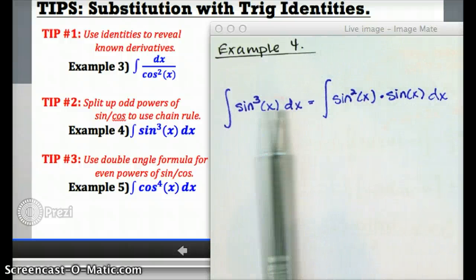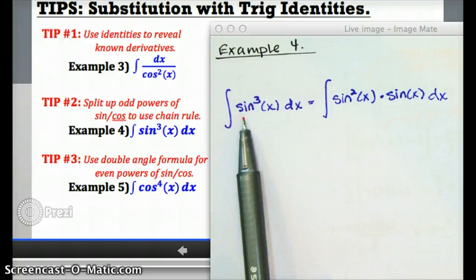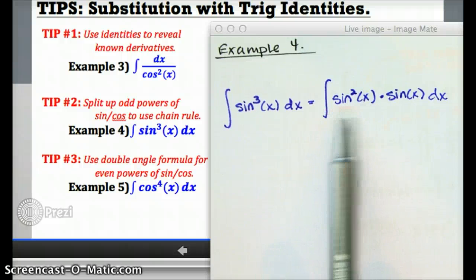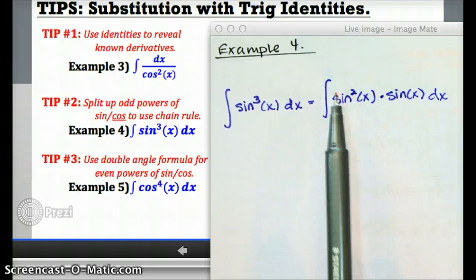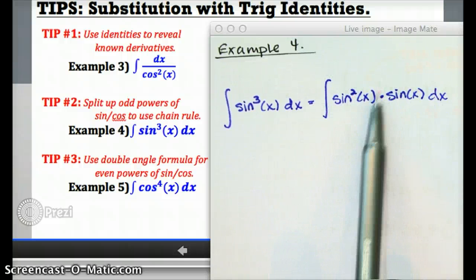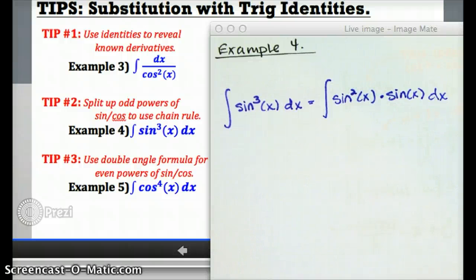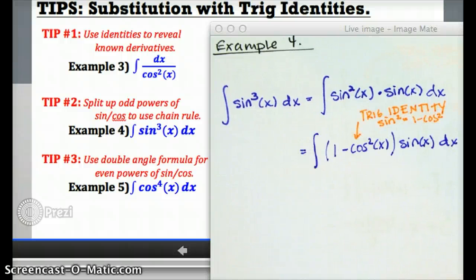Notice that more generally, any odd power of sine or cosine could be split up in the same way so that the first expression was an even power, and the second expression was just a single sine or cosine if we were doing cosines. The next thing we're going to do is use a trig identity. Specifically, we're going to use the Pythagorean identity to replace sine squared with 1 minus cosine squared.